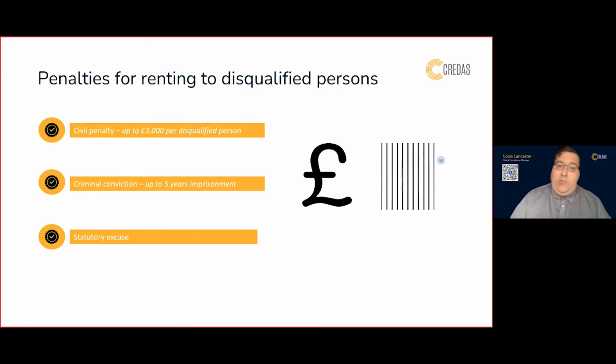As I said, in 2016, they also introduced making it a criminal offence as well. So again, if you're found to be renting to a disqualified person, you can actually be in prison for up to 5 years. So it's really something to take seriously and make sure that you know what you're doing. The only way to avoid either of these penalties, the conviction or the monetary penalty, is to make sure you've got that statutory excuse I talked about. And you get that by doing what the Home Office says: either the manual check, the check with an IDSP like Credas, or doing that Home Office online service. So it's really big penalties if you don't do it correctly, and that's why it's really important to make sure that you are.